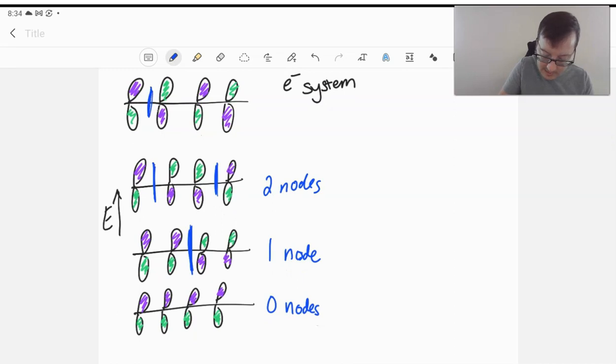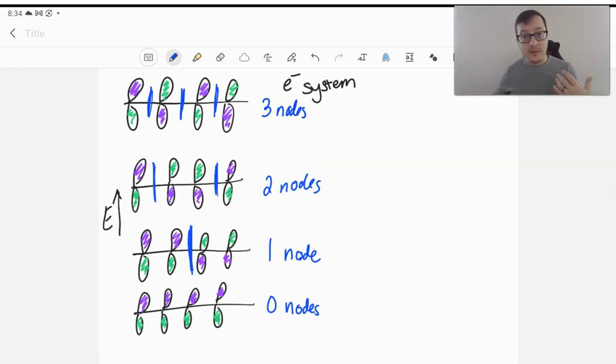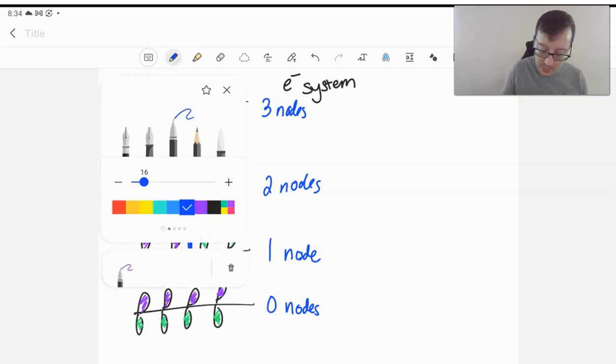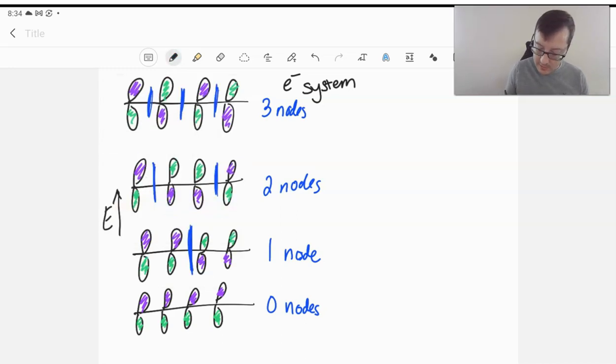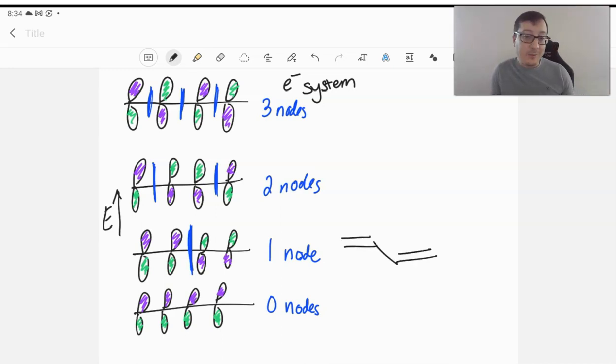And then, of course, at the top one, we have a node at every one, and so we have 3 nodes there. If we wanted to consider what this looks like, the one we're most familiar with is the one node one, where we can see clearly we have a double bond and a double bond.